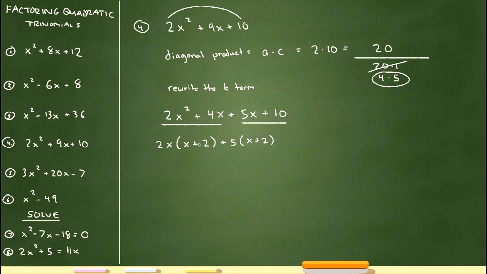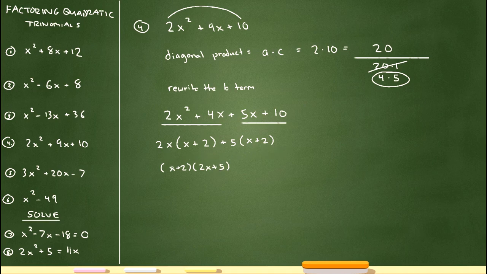So we have an x plus 2 here and an x plus 2 here. We could factor that out of the whole expression. And what remains is 2x plus 5 here. So that is our factored form now. So we have x plus 2 times 2x plus 5.